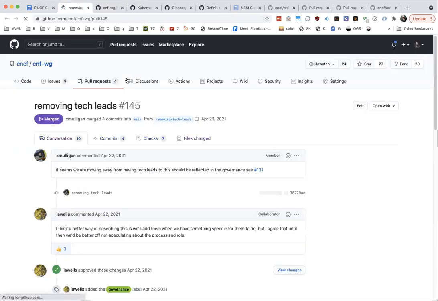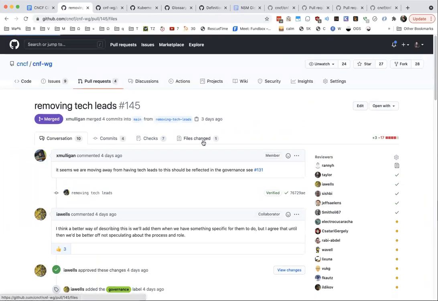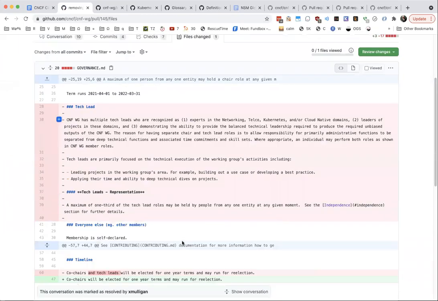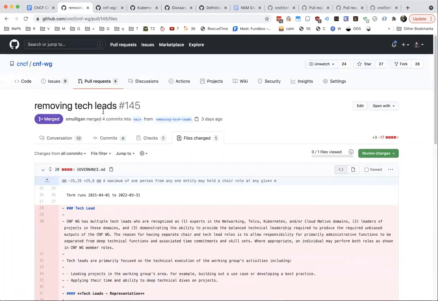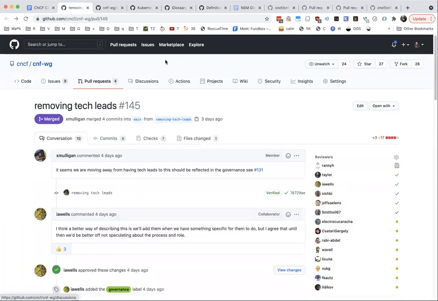We removed the tech leads from the governance items until we need them. We can add them back later if we decide that it's necessary, but to simplify things, they've kind of grown up as a concept without really having a purpose. So we thought it was better to remove the wording until we found what we want people to do, and then we will fold it back in. So it's not like they've gone forever. We're not trying to change the way things work. We're just trying to make sure that need drives change versus change for change's sake.